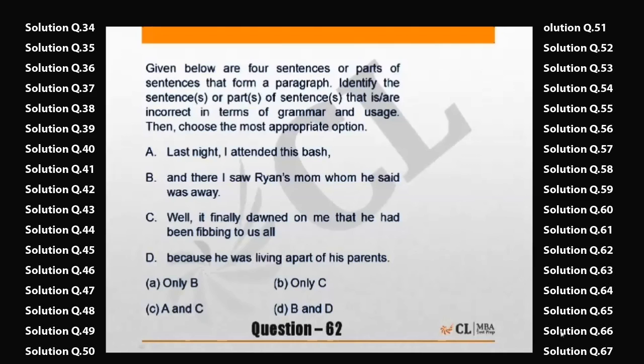Sentence B here is incorrect, since it should say Ryan's mom, who he said was away. Now, remember people that who and whom are often confused. Whom replaces the objective case pronouns him, her, them, etc. Right? Who is the personal pronoun that should be used as a subject in this case. The correction in D should be living apart from his parents. Apart of is the incorrect preposition to be used here.